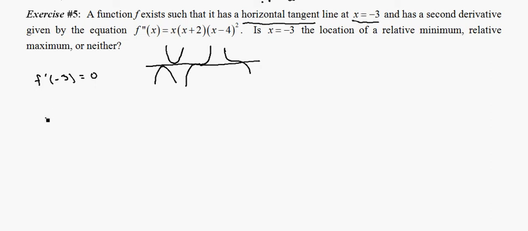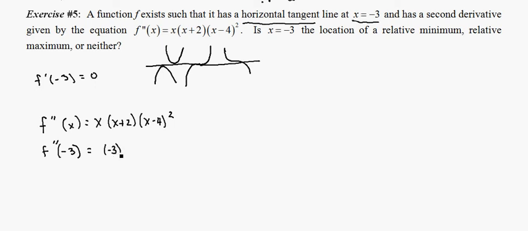Well, given the expression we have, f double prime of x equaling x times x plus 2 times x minus 4 quantity squared, we can determine the concavity of our curve at -3. So I'm going to evaluate f double prime of -3. That's going to give me -3, times -3 plus 2, which is -1, and we have -7 squared. That's going to be +3 times 49.